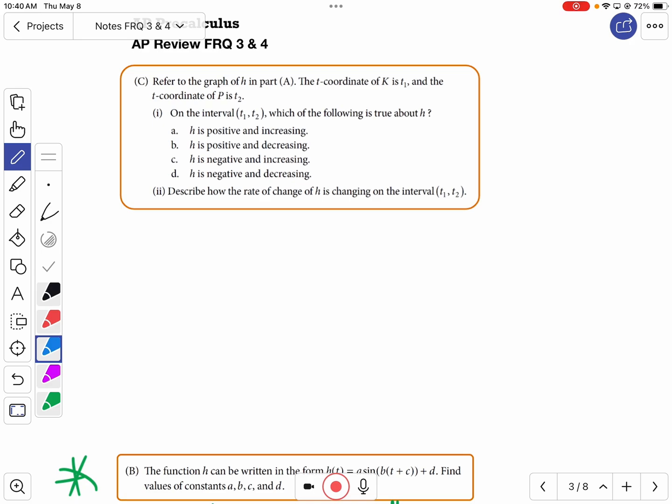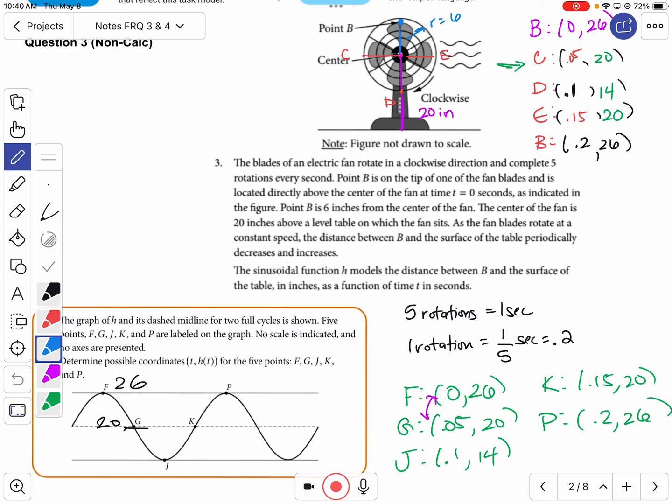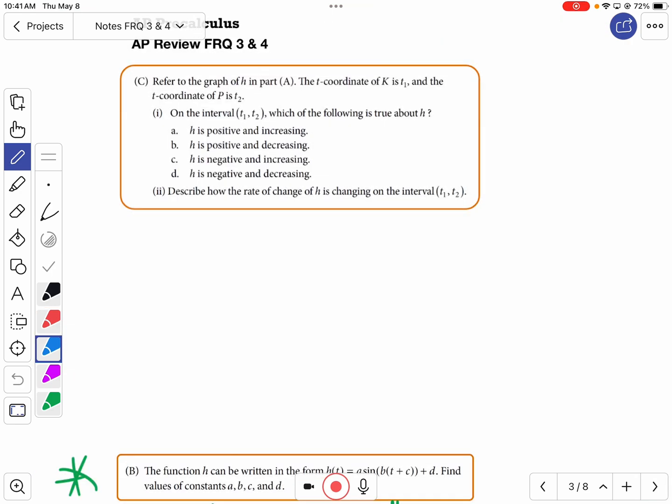So it says between T1 and T2. So they say that goes between K and P. So let's go back and look. Between K and P, the K value is 20. The P value is 26. So what are we doing in terms of the graph itself? It's positive and it's increasing, so we would choose option A for that one.